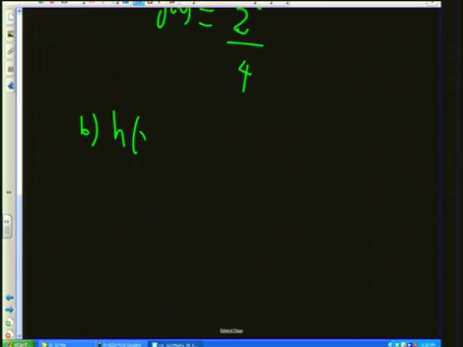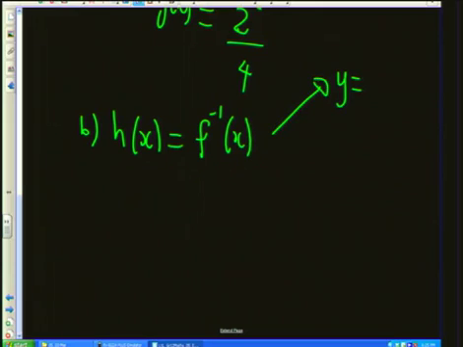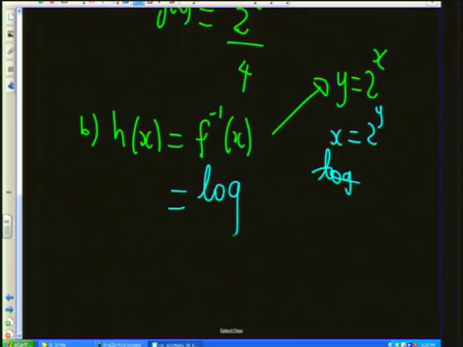So h of x is the inverse of f, but we know that f is y equals 2 to exponent x, and to work out the inverse, interchange x and y, so you get x is 2 to y. Therefore, your log, okay, I can write it here. So this is log of the base is 2, then you get your x. So in the form y equals log base 2 of x, this is your inverse of f. Okay, now I hope that helps.